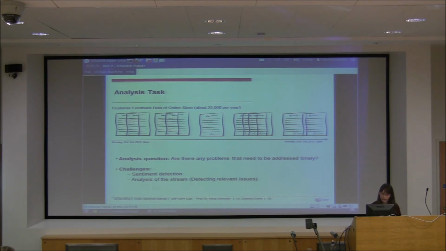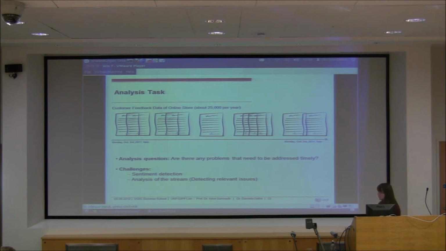What is specific about the data in this case is that we are not only looking at a collection, but we are looking at a stream of data. So they arrive constantly, but at irregular rates. So you never know how many and what documents are coming.